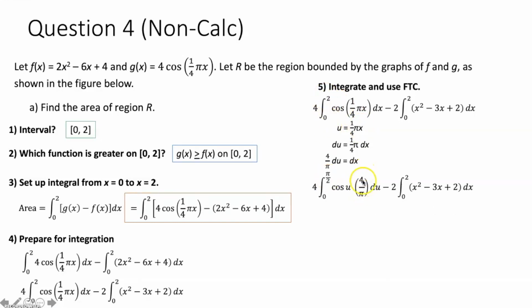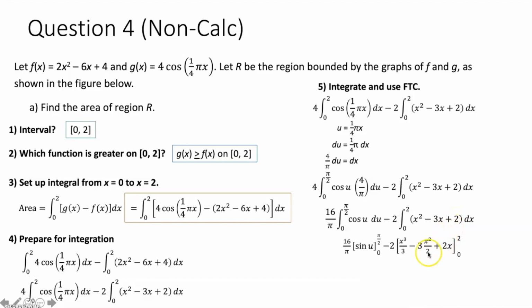Now this 4 over pi is just a constant. I can move that out front, multiply it with the 4 that's already there. I get 16 over pi. Now I'm actually ready to integrate. So I take the antiderivative of cosine of u du, which is just sine of u. Over here, when I take the antiderivative of x squared minus 3x plus 2, I take the antiderivative of each term separately. And now I use the fundamental theorem of calculus on each of these.